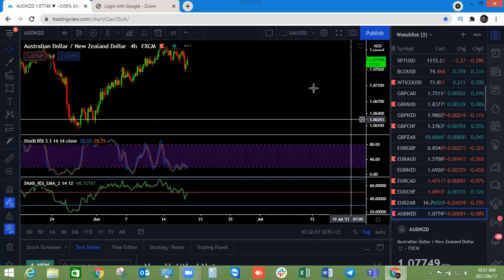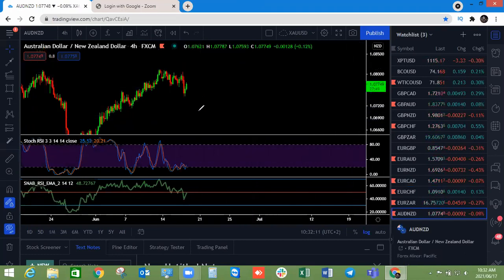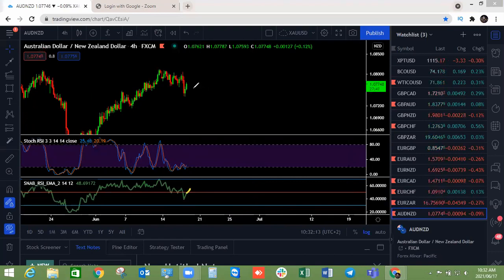Audi New Zealand, buy setup. If this closes up, you just want this current candle to close above when the RSI is above 50. I'm not going to expect you to wait for it to close above here. That's going to be too far. So all you can do is, if this current 4-hour candle closes while the RSI is above 50, you can look to take that trade and put your stop loss just there.